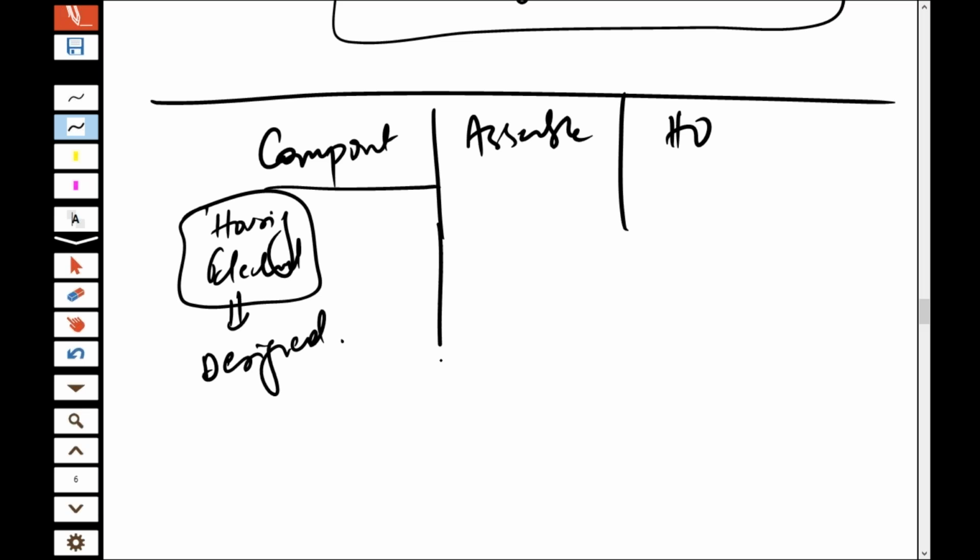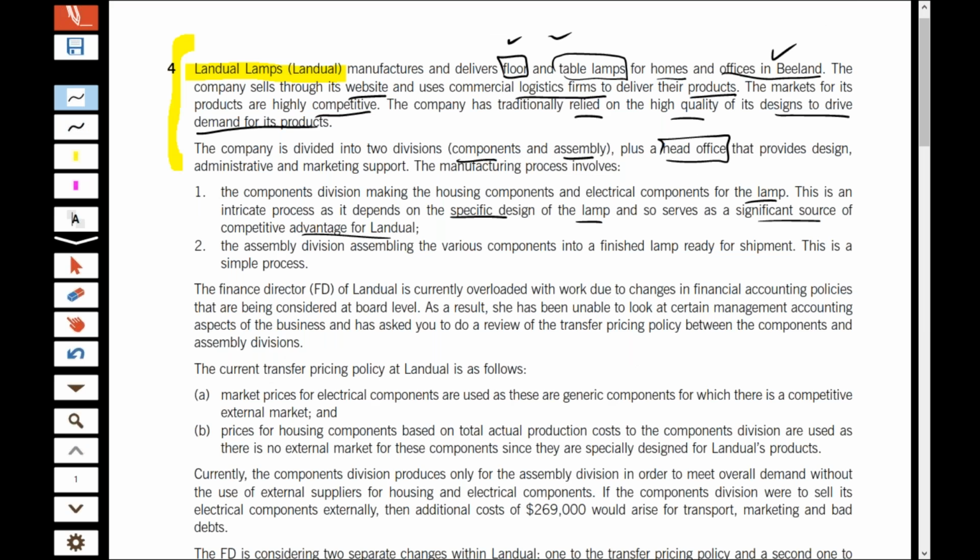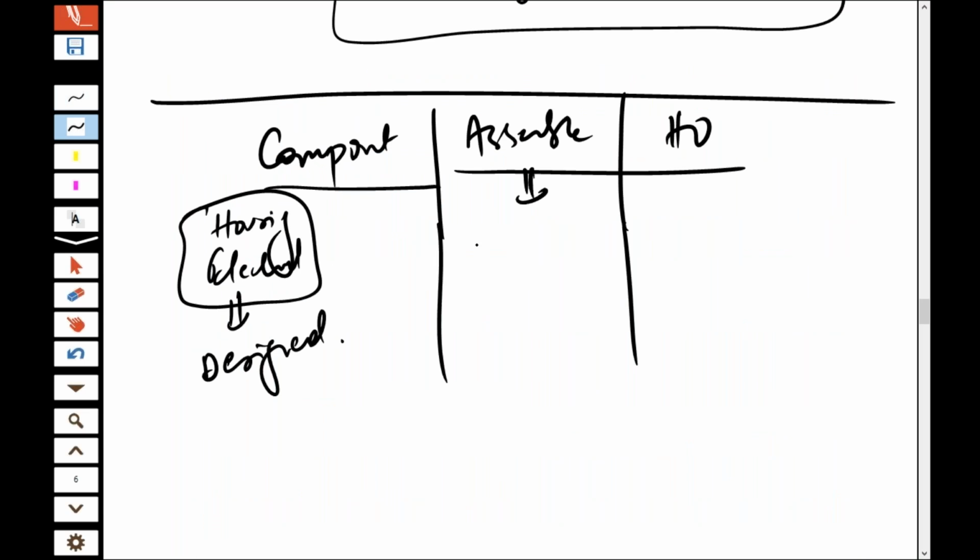What next? The assembly division assembles the various components into a finished lamp ready for shipment. This is a simple process. So they prepare it for shipment.